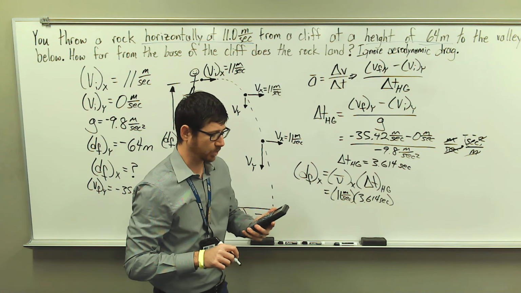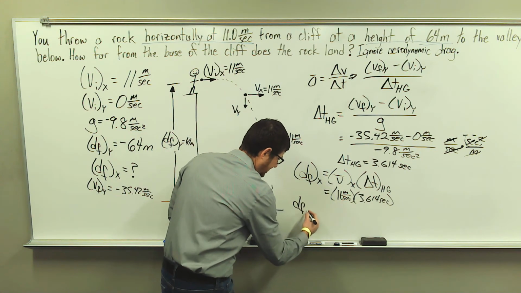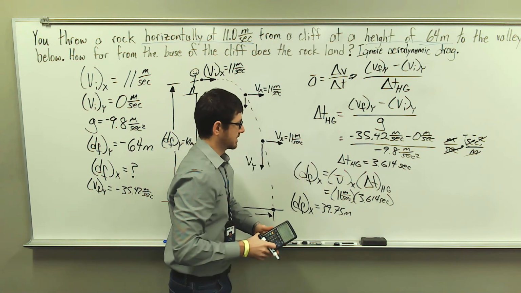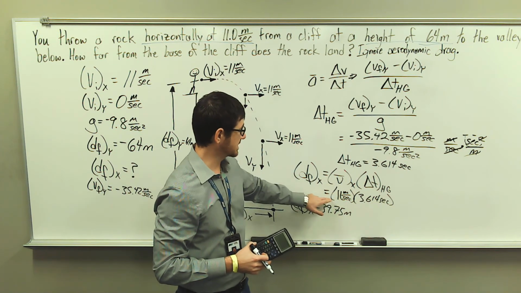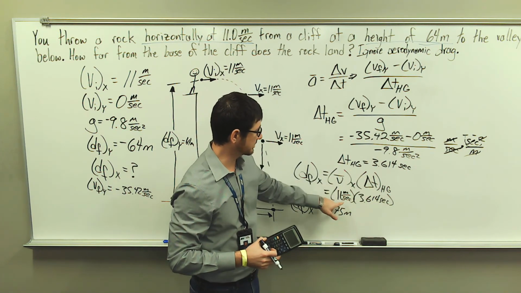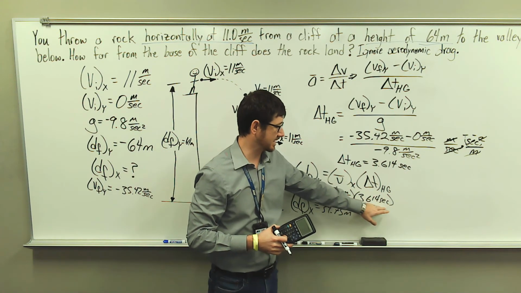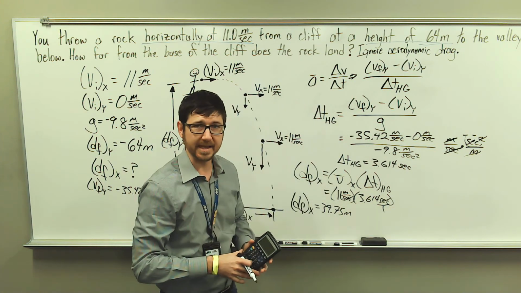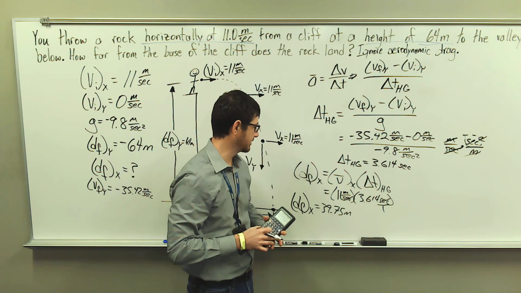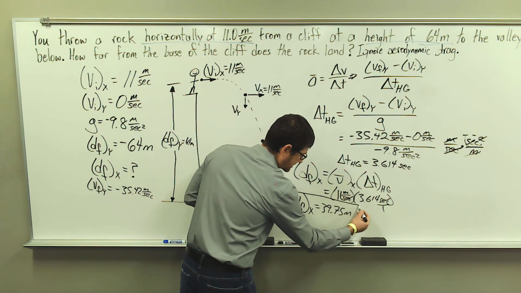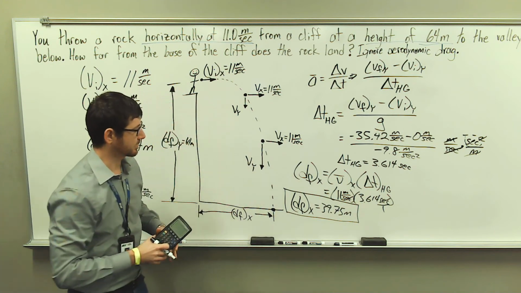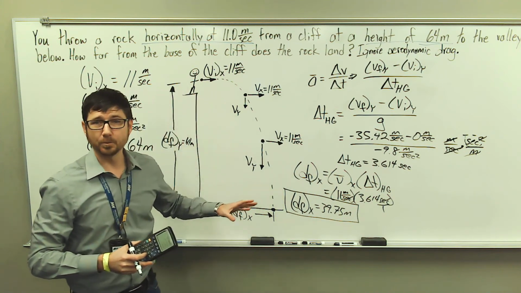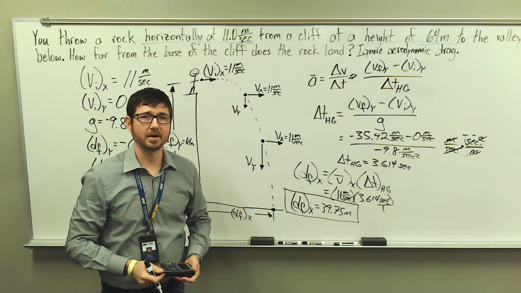So we have 39.75 meters. And right here we have meters because our units, before we took the product of these two values, have meters per second and seconds. And this can be written as seconds over 1. So our seconds will cancel, leaving us with units of meters. Okay? So the displacement in the x direction from the edge of the cliff is 39.75 meters.